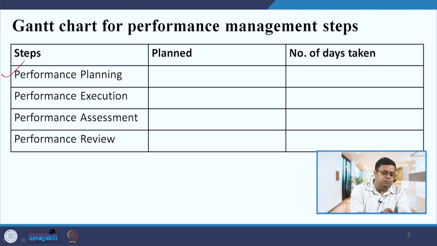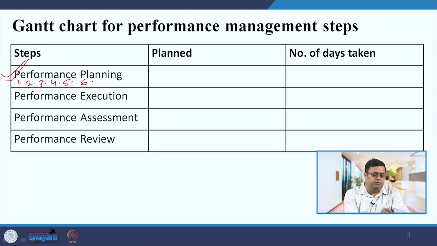Under performance planning, what is the organization doing? Make a list of all those activities and write 1, 2, 3, 4, 5. In the same way, for performance execution, what are the activities the organization is doing? For performance assessment, what is the organization doing? For performance review, what are the activities the organization is doing? You can write 1, 2, 3, 4, 5, 6. In the same way you can go into detail for each step of performance management, and then write how many days you took to complete that particular step.